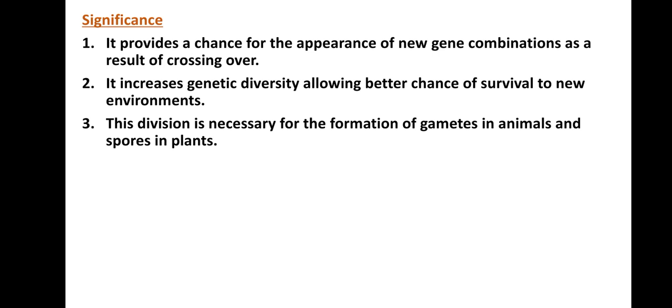Significance. Meiosis becomes significant for the following reasons. It provides a chance for the appearance of new gene combinations as a result of crossing over. This allows for random choices between chromosomes. This is why children look different even though they have the same parents.